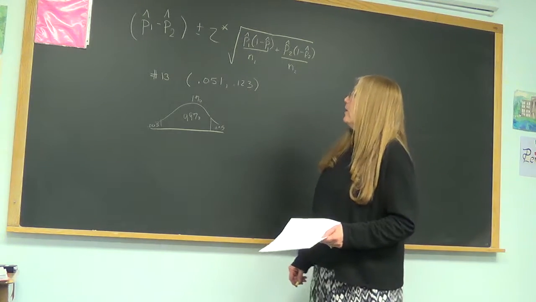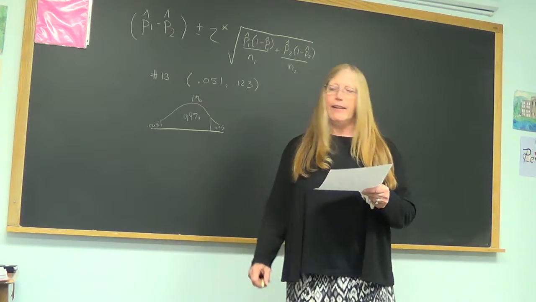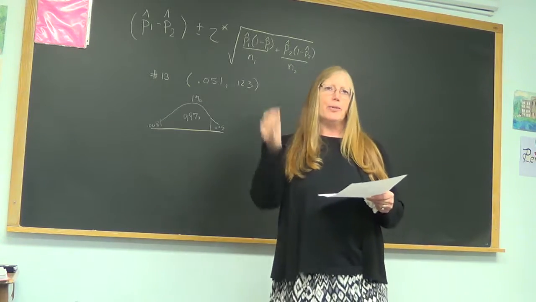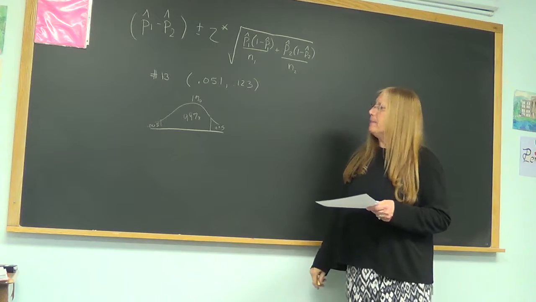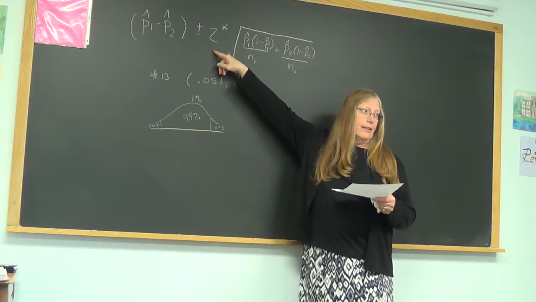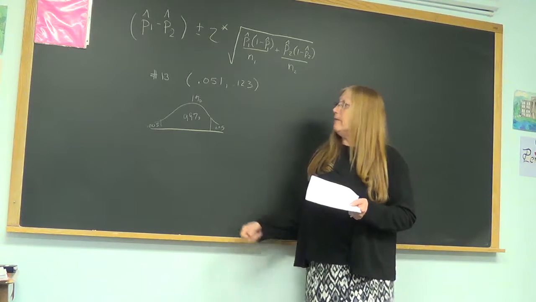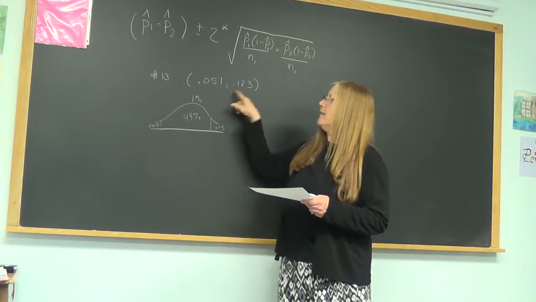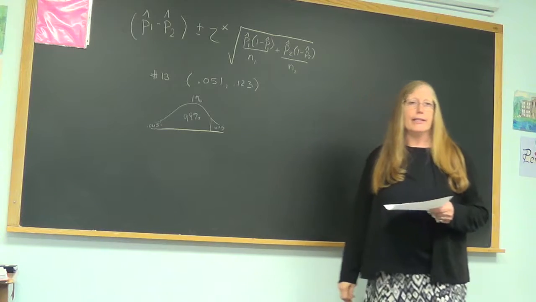That's going to give you the number 2.57 or 2.58; it must have been in between. What did you use, Haley, for Z star on number 13? 2.57. All right. So we are 99% confident that the difference between the two proportions in this problem lies within that interval, which is 5% to 12%, basically.